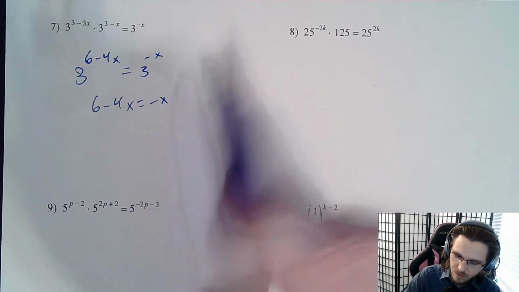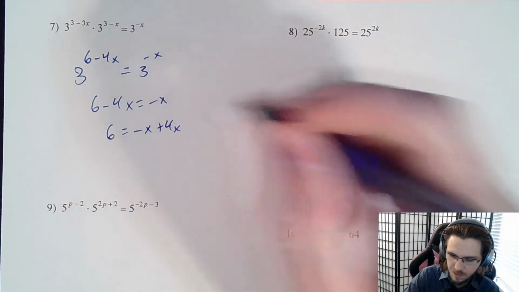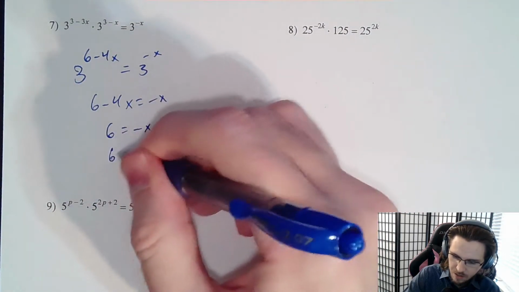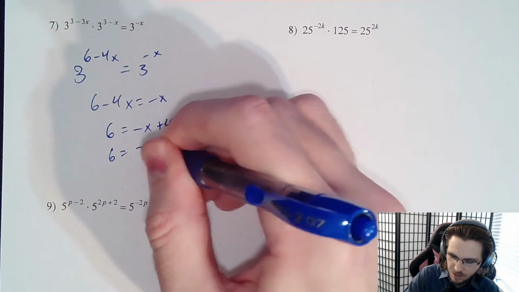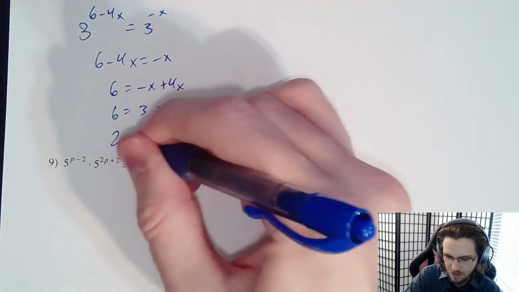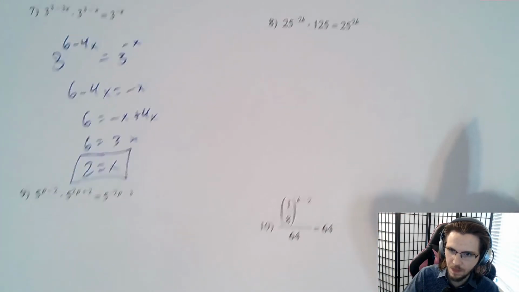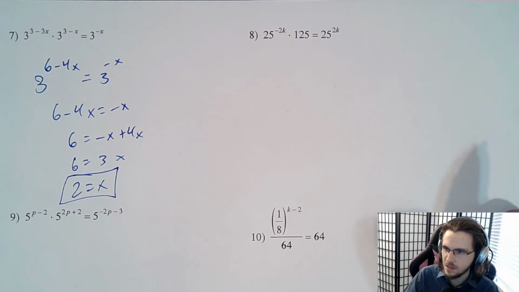Move that 4x to the right-hand side. Negative x and 4x is 3x. Divide both sides by 3 and you get 2 is equal to x. Not too bad. Not too bad. Check out problem number 8.